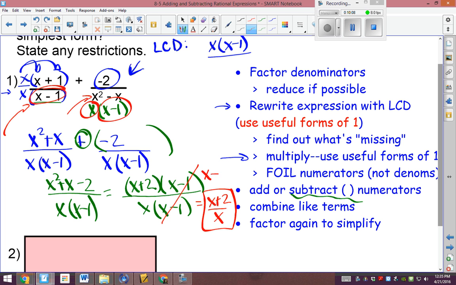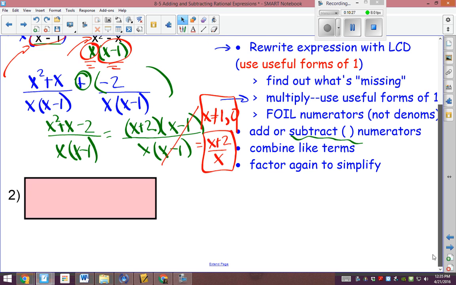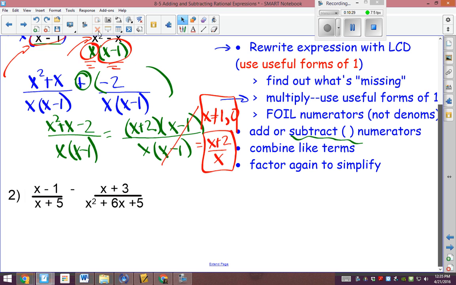So what can x not be? It can't be 1 because that was 1 minus 1, and it can't be 0 because of that x from this guy. And then if we do this one, that's going to be the 1 as well. Same again. So that is our simplified expression and restriction. Nice. Okay, should we do another one? Sure.